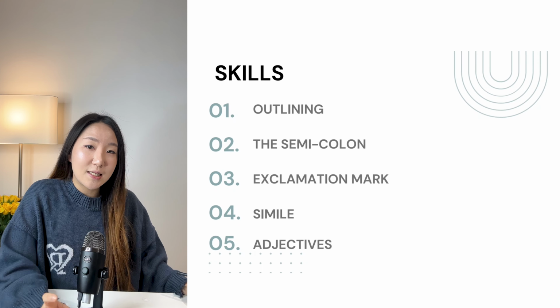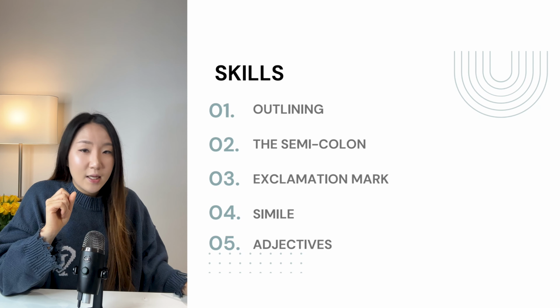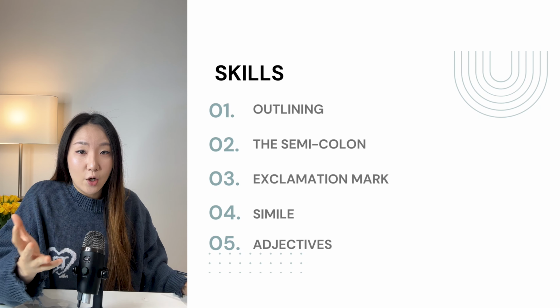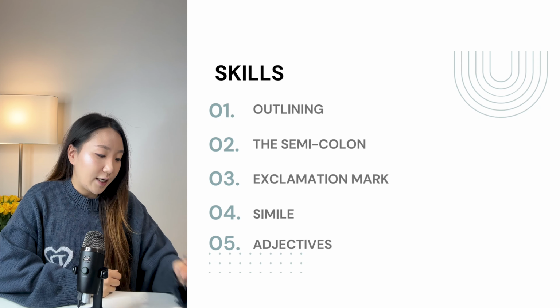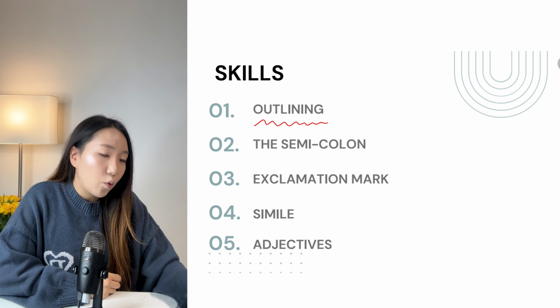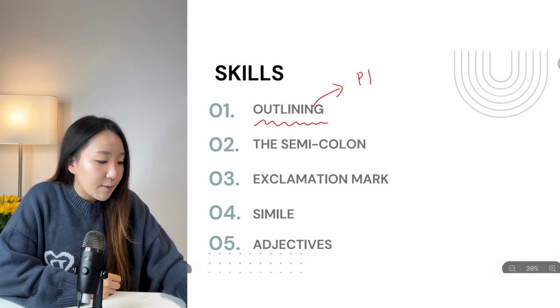Today we're going to learn some important skills so you can learn how to write a short essay. There are lots of things you need to know, but let's look at skill number 1. Skill number 1 is here on your right. We've got outlining. What does outlining mean? Outlining is basically the same as plan.